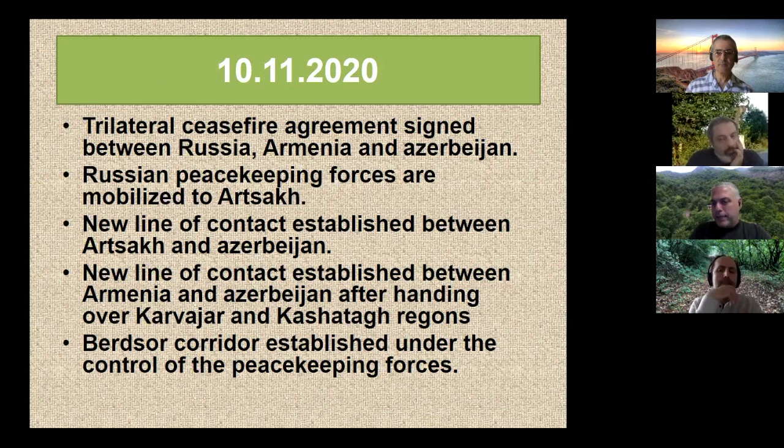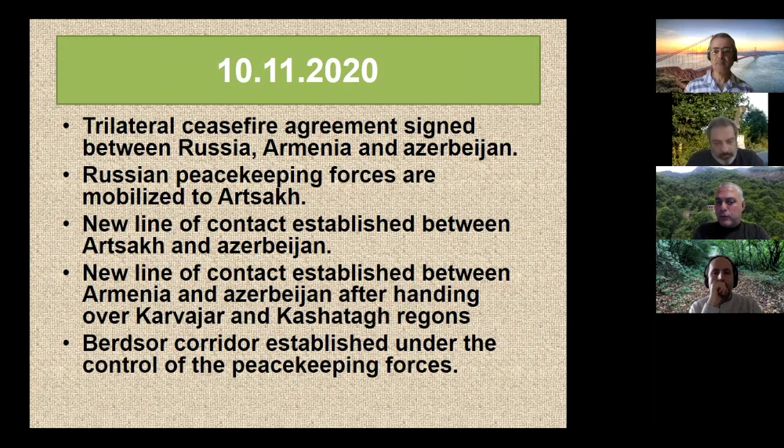It was trenches, and we had minefields between these posts. So the war happened on the 10th of November. There was that signature of the infamous agreement. So what happened is we had a new situation where there is a new trilateral agreement between the three countries, Russia, Armenia, and Azerbaijan. We had Russian peacekeeping forces mobilized to Artsakh, and they are keeping the new line of contact between Artsakh and Azerbaijan.